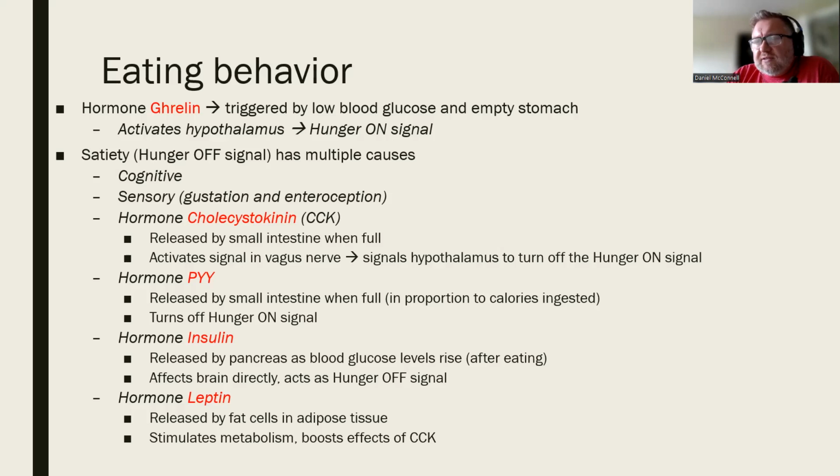And what takes an even slightly longer period of time is the role of insulin in this, right? So separate from insulin helping play a role in storing the excess glucose into the liver and body fat, it also influences the brain and acts as a hunger off signal as well.